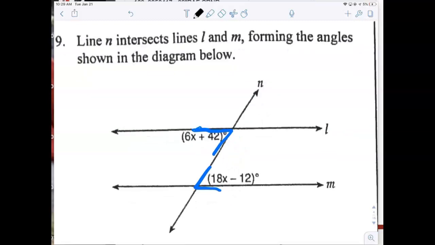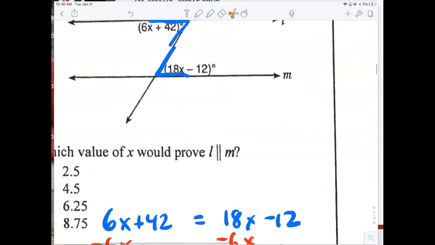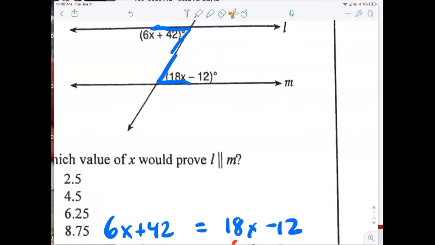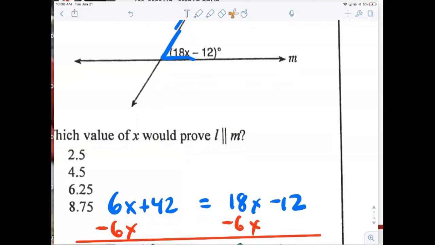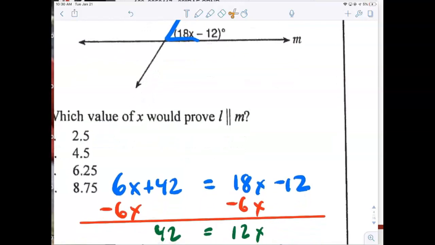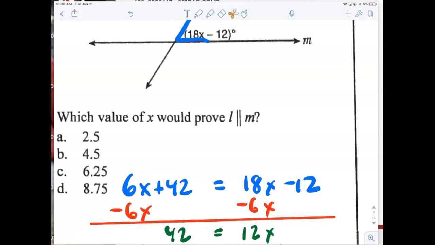I'm going to start with number 19. Parallel lines and a transversal. I have them already outlined, and you can see that these are alternate interior angles, which means they're going to be equal to each other. Below here I have the algebra setting them equal: 6x plus 42 equals 18x minus 12. I took away 6x from both sides and end up with 42 equals 12x. When you divide both sides by 12, you get 4.5, which is choice B.